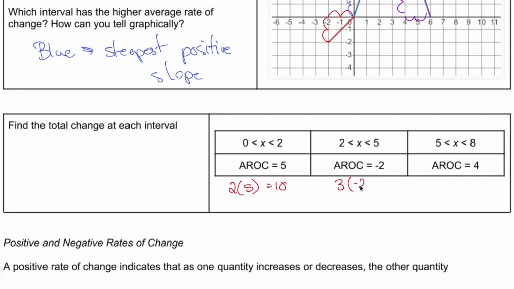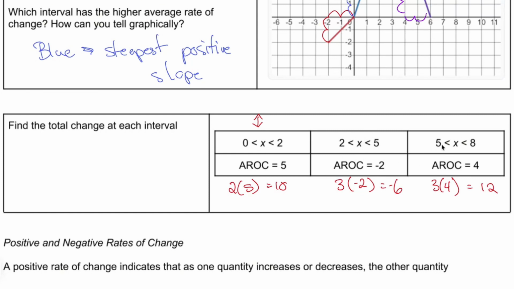If the average rate of change is negative 2, then you're going to have a total change of negative 6. For this, going from 5 to 8, you're going to have an interval of 3 x units with an average rate of change being 4. So you're going to multiply 3 times 4 and have a total change of 12. So again, drawing this out, I would go up 5 over 1, up 5 over 1, and that completes u. This would have me go down 2 over 1, down 2 over 1, down 2 over 1. And since it's 3 of them, that completes u.